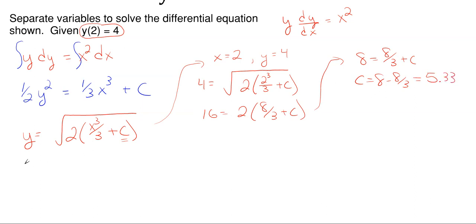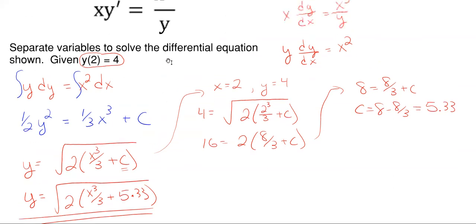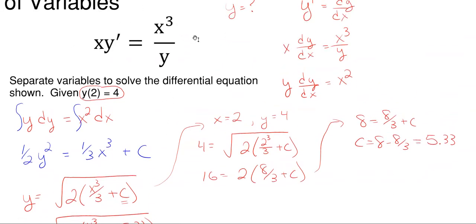So what I can do is come down here and finish off my completed y equation with my known constant. So it would be square root of 2 times x cubed over 3 plus 5.33. And that is my answer. That is what the y equation has to be in order for this differential equation to be true.